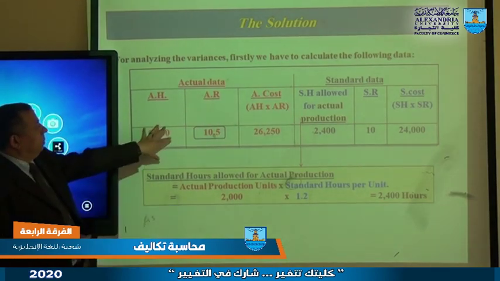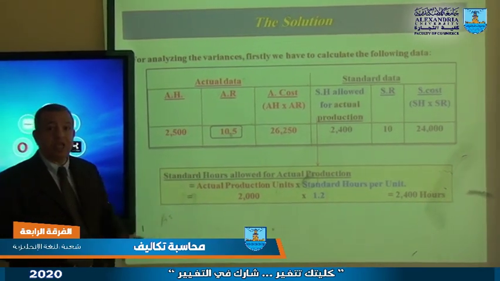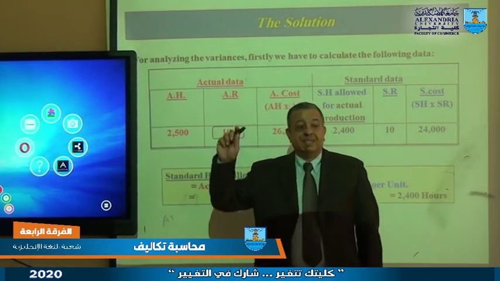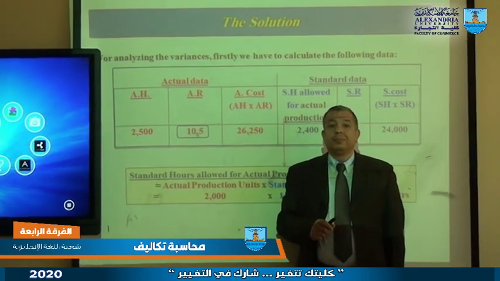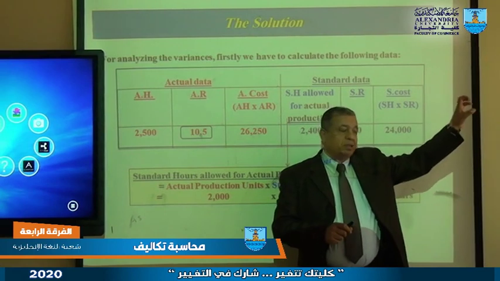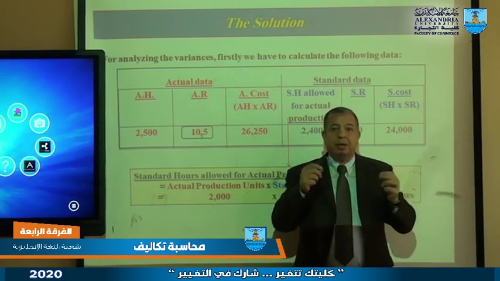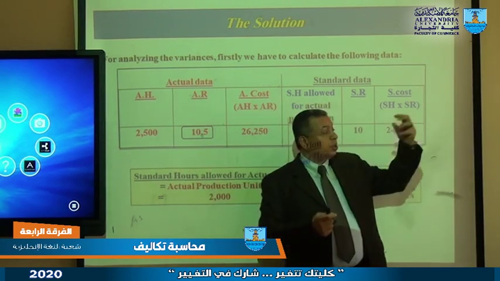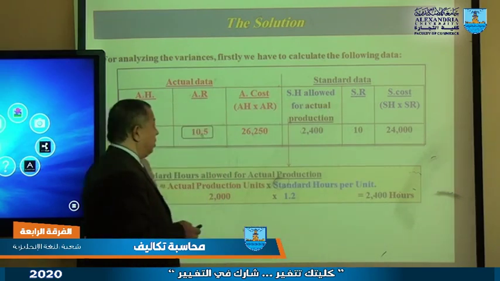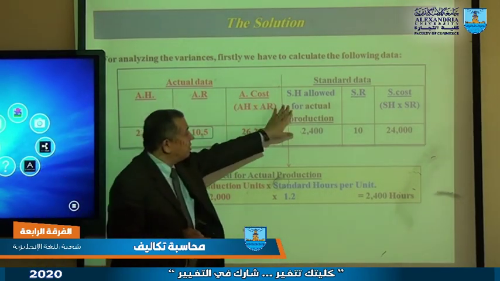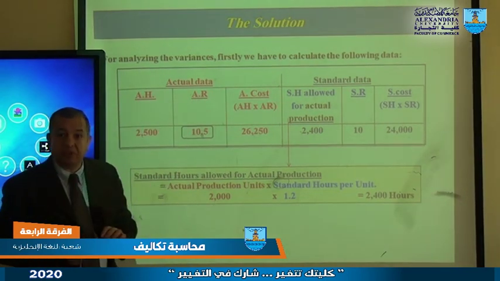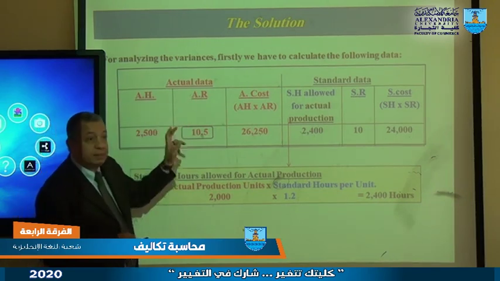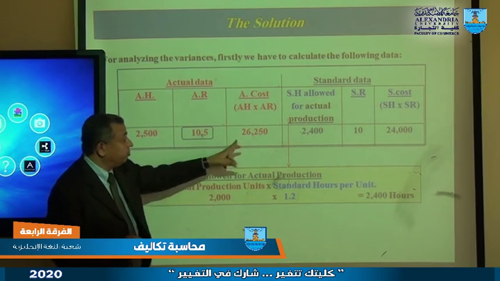If I have actual cost and standard cost, how do I prepare the performance report? Don't forget, the first part is actual. The last part will be standard, and in the middle I will use actual hours from the first part and standard rate from the last part. Firstly, cut and paste in the first part: actual hours 2,500, actual rate 10.5, and this is my actual cost.